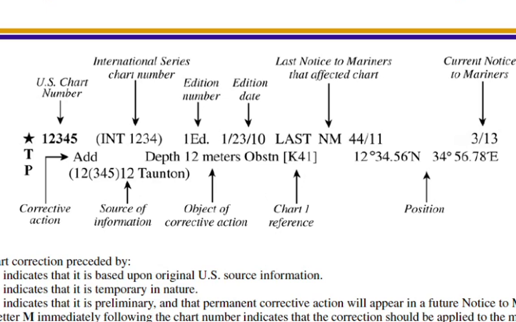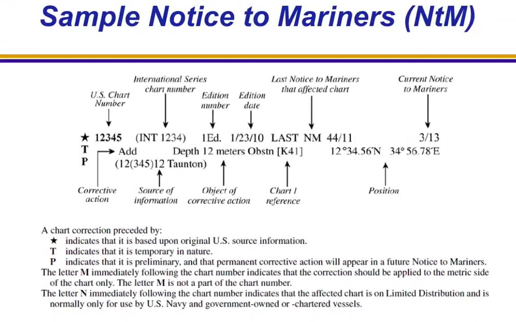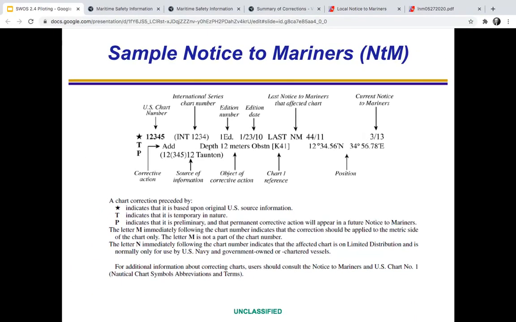So here we have the edition number, in this case the first edition, and the date of that edition, which in this case is January 23rd, 2010. And then next they have the last Notice to Mariners that affected the chart. This one is 44/11, so something probably later on in the year of 2011. There was an entry in that Notice to Mariners that applied to this chart. And then finally on the right-hand side, we have the Notice to Mariners that's current at this entry, which is 3/13. So one of the earlier Notice to Mariners for the year 2013.